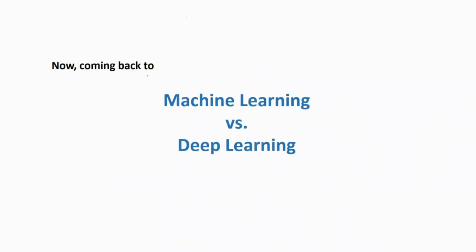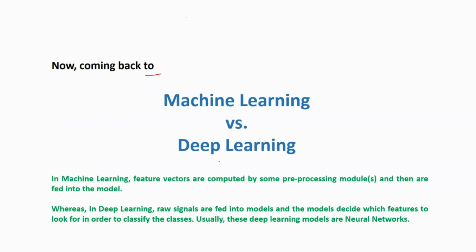Again, coming back to machine learning versus deep learning. As we already discussed, in machine learning, feature vectors are computed by some pre-processing module and then are fed into the model. Whereas in deep learning, raw signals are fed into the model and the models decide which features to look for in order to classify the classes. Usually, these deep learning models are neural networks. Okay, so this information I have already given in a previous slide. Machine learning versus deep learning is clear.